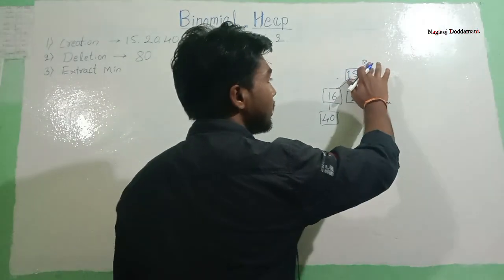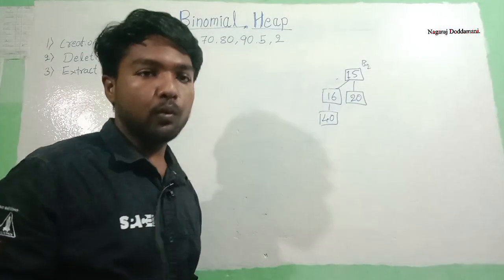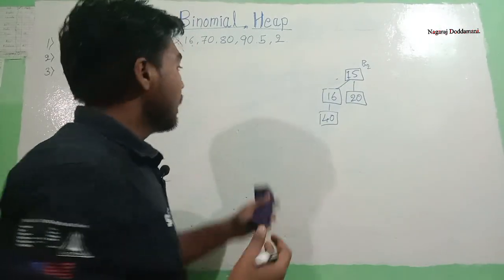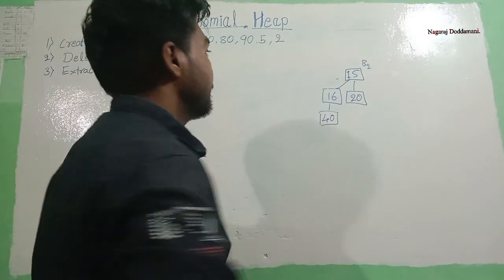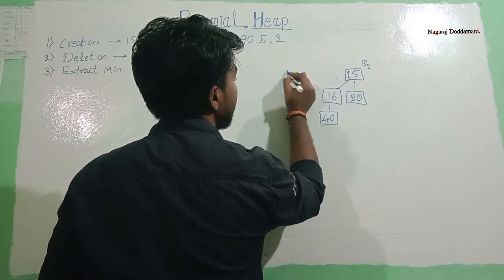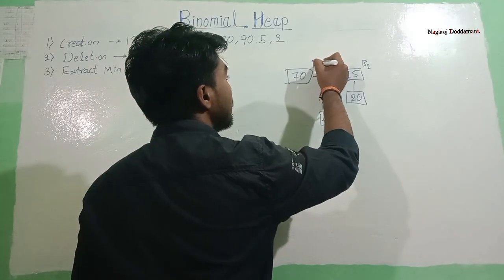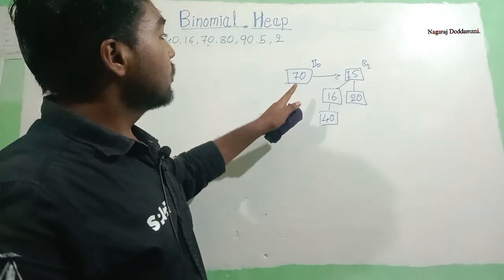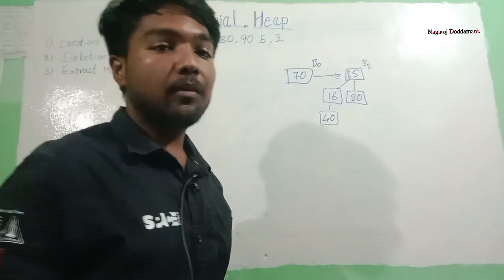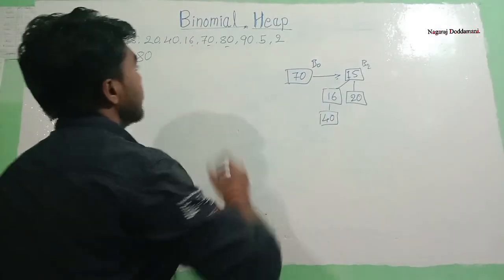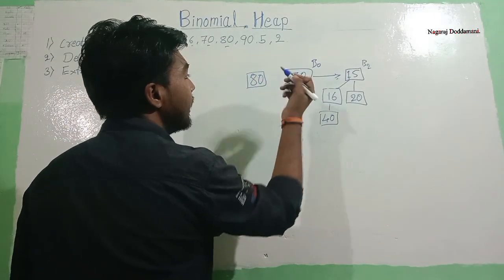Again we need to calculate the order. Here this tree has an order of 2, so B2. 16 is inserted now, and we need to insert 70. We can insert 70 by creating a node and linking it. We need to check the order, whether there is any tree of the same order or not. In this case we do not have the same order, so we can move on. After that we need to insert 80. Here I will create a node and insert.